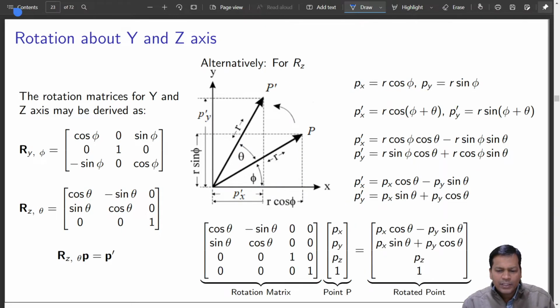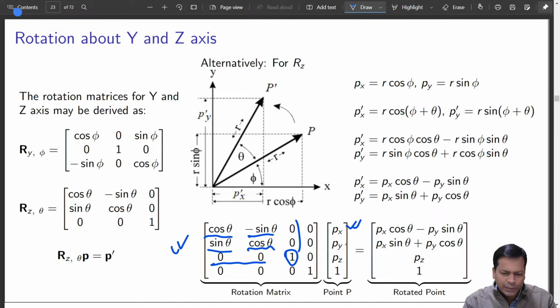Okay, so in terms of a 4 cross 4 matrix, as we have seen just now in case of homogeneous transformation, here it goes. So this is 1, column and row is 0, cos theta, minus sin theta, cos theta, right? So this is your rotation matrix. This is where it should go. This is your initial point, px, py and pz. So yes, now you get this. This is the rotated point.